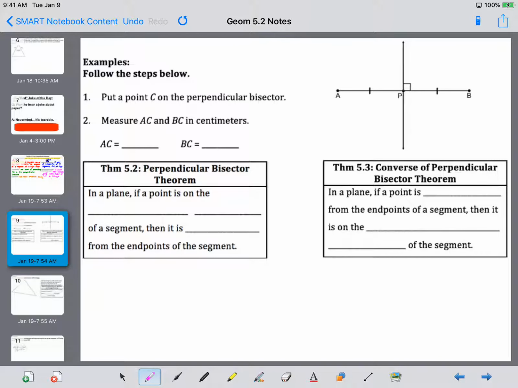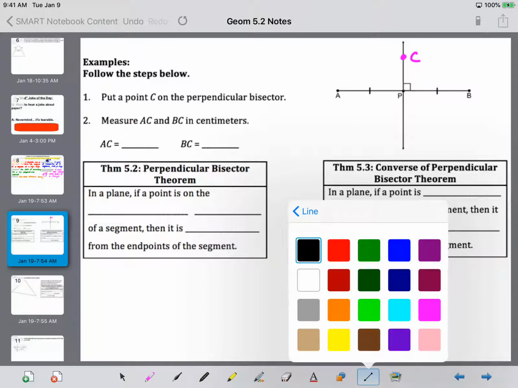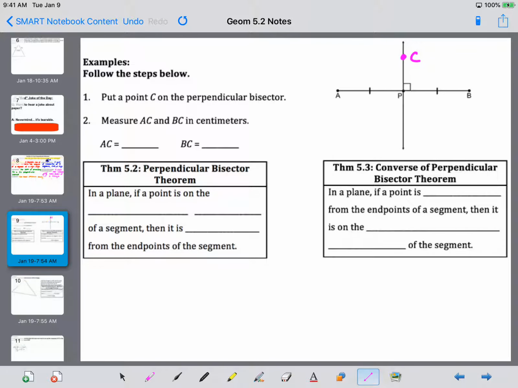First thing we're going to do is put a point C on the perpendicular bisector. And it doesn't matter where we put it as long as it's on this vertical line here. So I'm going to put point C right there. All right, then what we're going to do is draw in using a ruler. So I have this handy dandy ruler tool here. We'll make these pink. I'm going to connect from that point C to point A, and then from point C to point B. And then what you're going to do is measure the length of those.